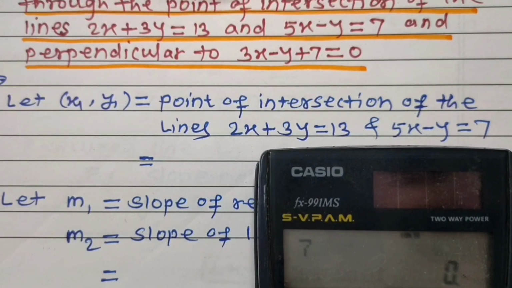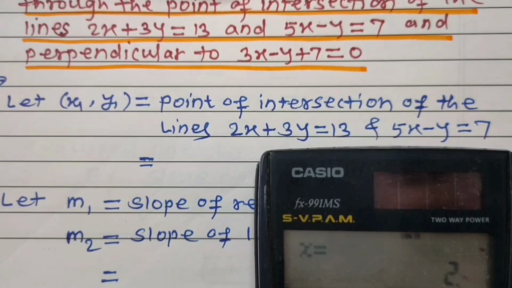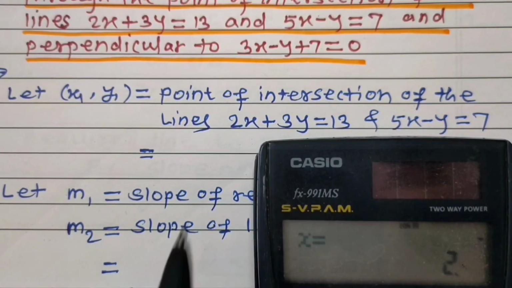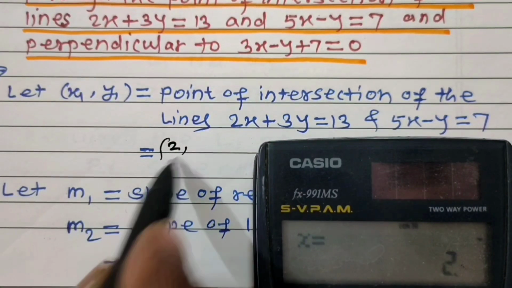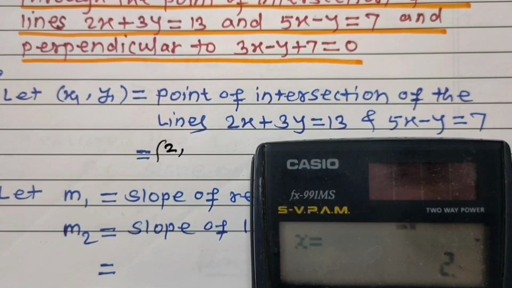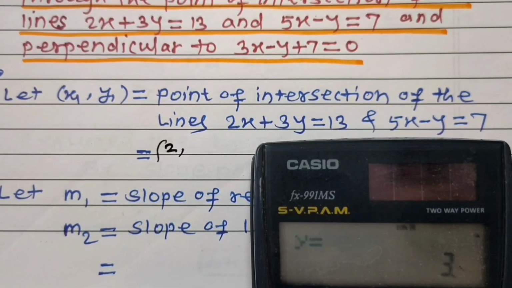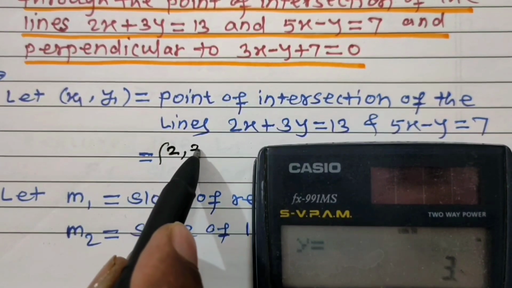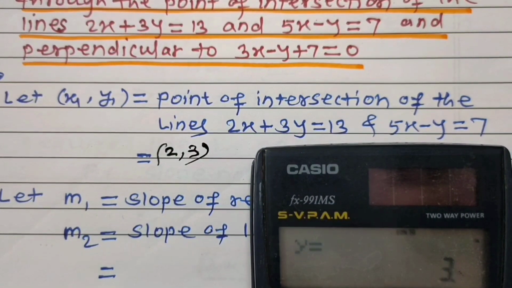Now press equal to, that gives the x coordinate of the point of intersection of these two lines, which is 2. Okay, x is equal to 2, which is the x coordinate. Now again press equal to sign on the calculator, that gives the value of y, which is equal to 3. Means 3 is the y coordinate of the point of intersection of these two lines.